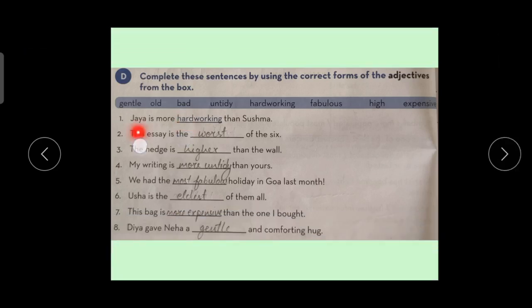Sentence number 1. Jaya is more hardworking than Sushma. This essay is the worst of the 6. The hedge is higher than the wall. My writing is more untidy than yours. We had the most fabulous holiday in Goa last month. Usha is the eldest of them all. This bag is more expensive than the one I bought. Divya gave Neha a gentle and comforting hug.